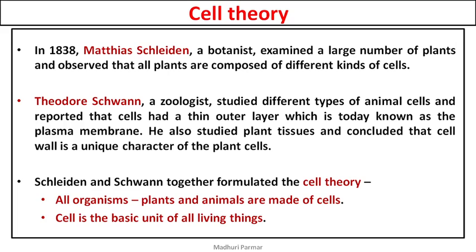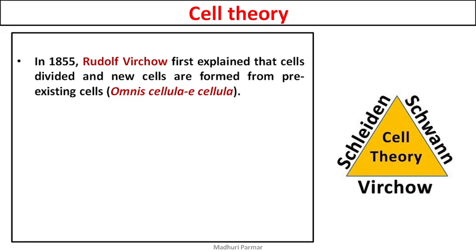There was another scientist, after 15 or 20 years, called Rudolf Virchow. In 1855, Rudolf Virchow explained that cells divide. He was the first one who saw the cell divide. He saw one cell getting divided into two cells, and from that he said that new cells are formed from pre-existing cells. The mother cell will divide and give you two daughter cells. So that is what Rudolf Virchow said. He used the term omnis cellula e cellula. So, cells arise from pre-existing cells.